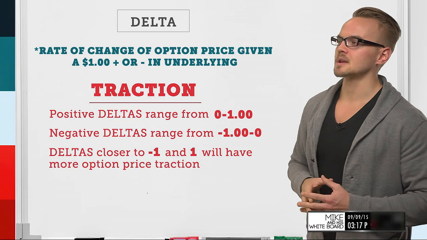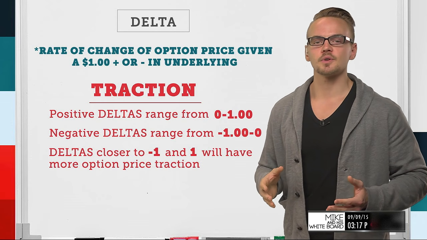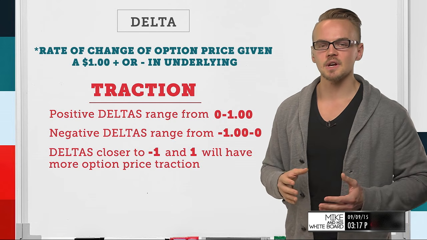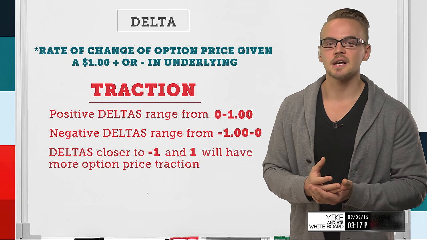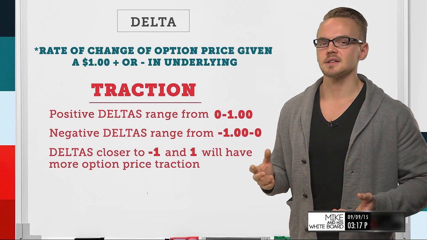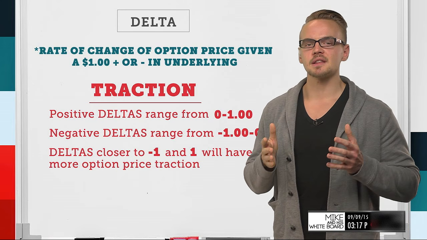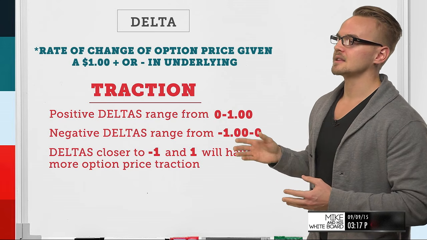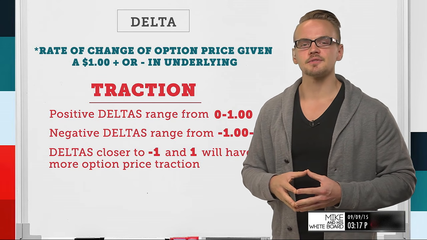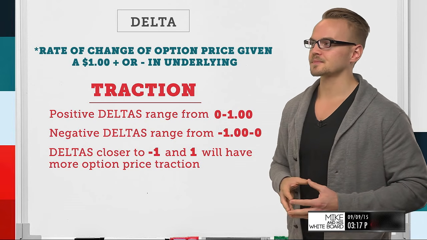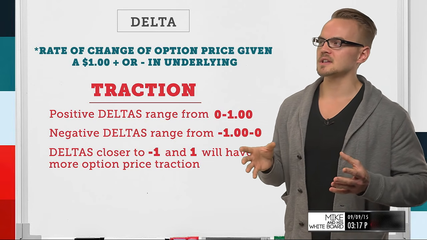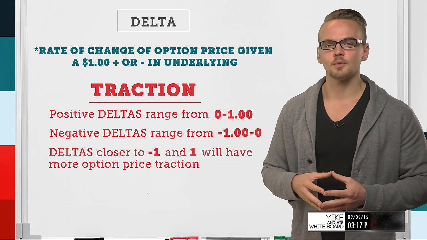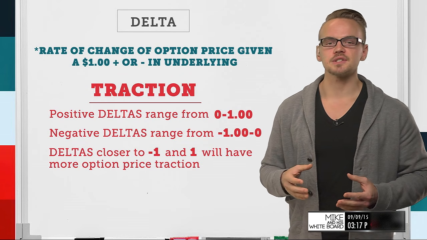When we get down to it, positive deltas range from 0 to 1.0 when we're talking about option deltas. When we're talking about stock deltas, you can have 100 deltas, which would be 100 shares of stock, which we'll get into later. But when we're looking at options, you're going to see that range for positive deltas between 0 and 1.0. On the flip side, negative deltas are going to range from -1 to 0. And all you really need to know with traction is that deltas that are closer to -1 and +1 will have more option price traction.